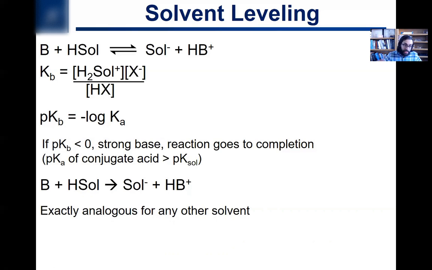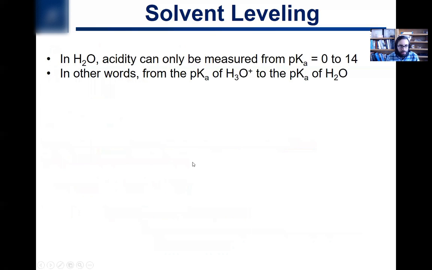Another way of saying that is the pKa of the conjugate acid must be greater than pK-sol. So before it was pKw for water, which is 14. Now we've generalized it. And so this is analogous for any other solvent, where you're going to have 1 equivalent of base reacting with solvent to make 1 equivalent of the anion if the pKa of the conjugate acid is greater than pK-sol.